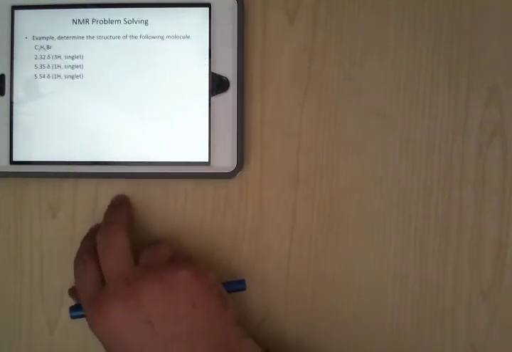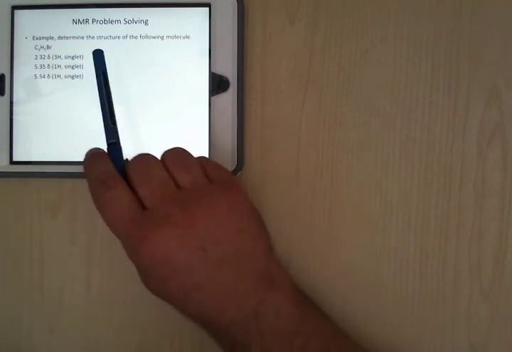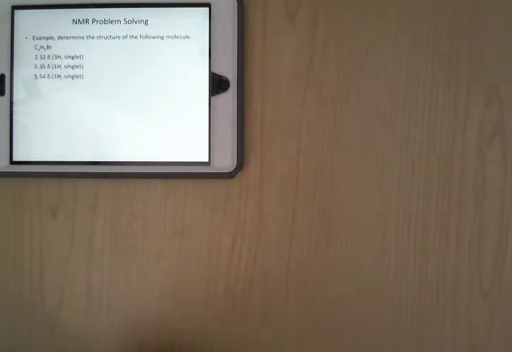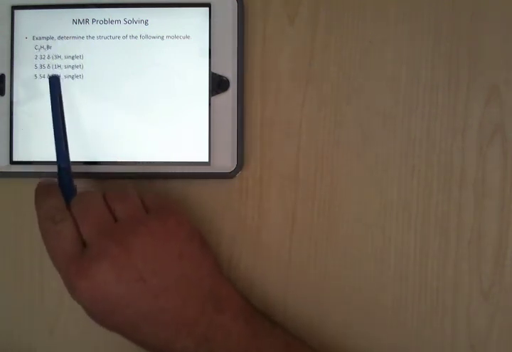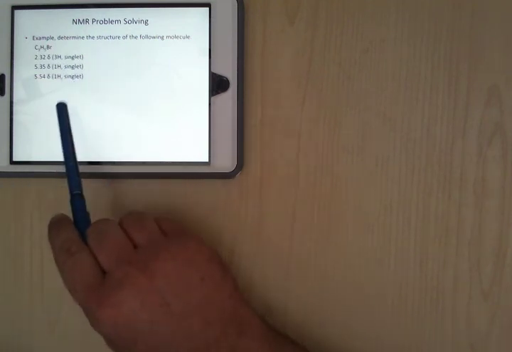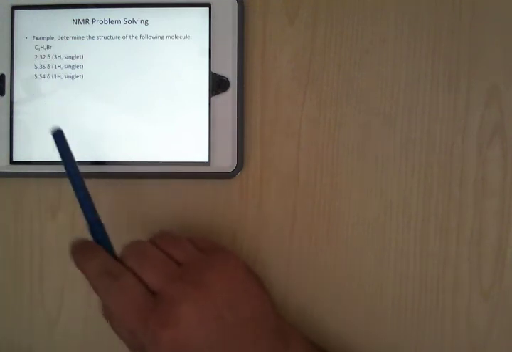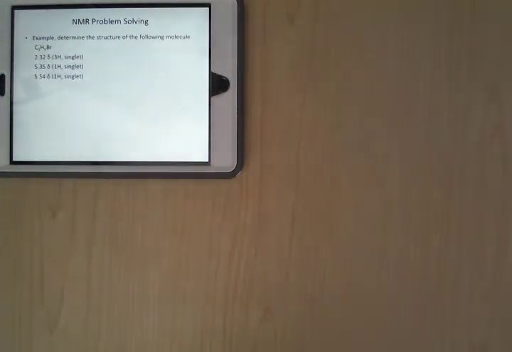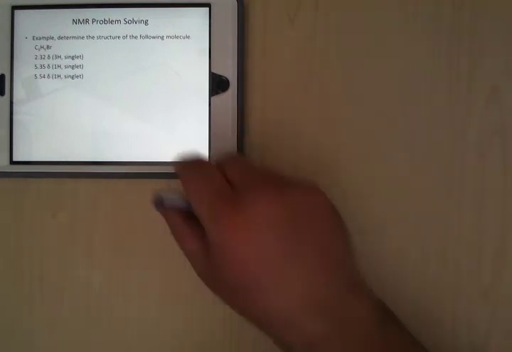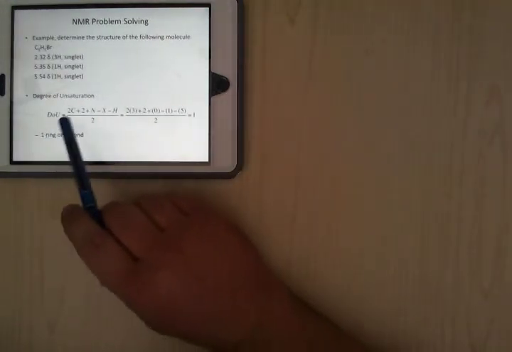So here we go. This is going to be the type of question that you get: I give you a formula and I give you signals. So we have 3 signals, 3 carbons, probably not all equivalent. We'll see. The first thing we do is run a DOU.